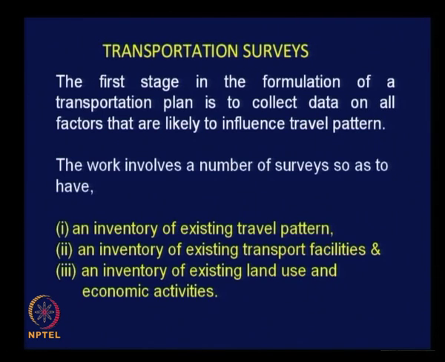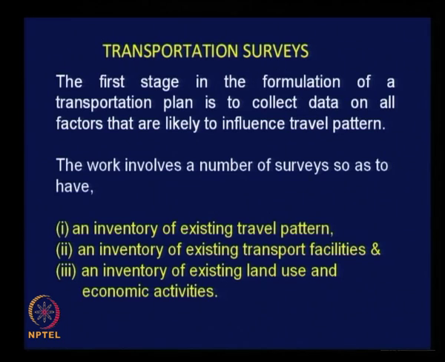Then an inventory of existing transport facilities. What do you understand by existing transport facilities? As I used to mention quite often, transport system facilities include all the 4 major components, starting from the way, the vehicle, the terminal and the control. All information related to these components ought to be collected in respect of all the modes of transportation. Clear?